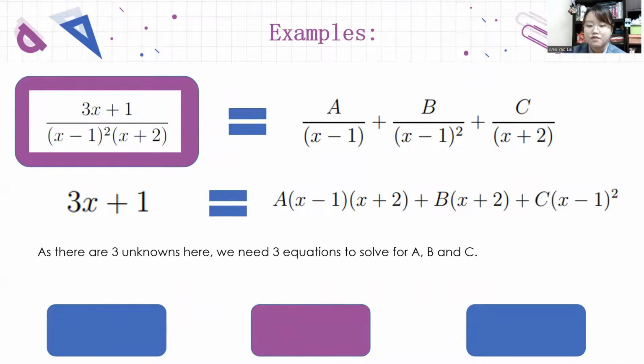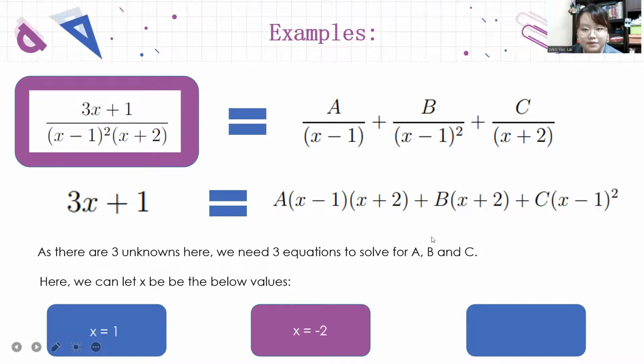So in order to solve each of them out, we need at least three equations. In this case, again, we will choose a very nice x value for the equation. As you can see here, we can choose x equal 1, x equal -2. But there's no other nice value of x we can choose as we observe from here. So do not worry in that case. We can just let x be any value to make it one of the equations to solve the unknown. In this case, I will let x be 0.